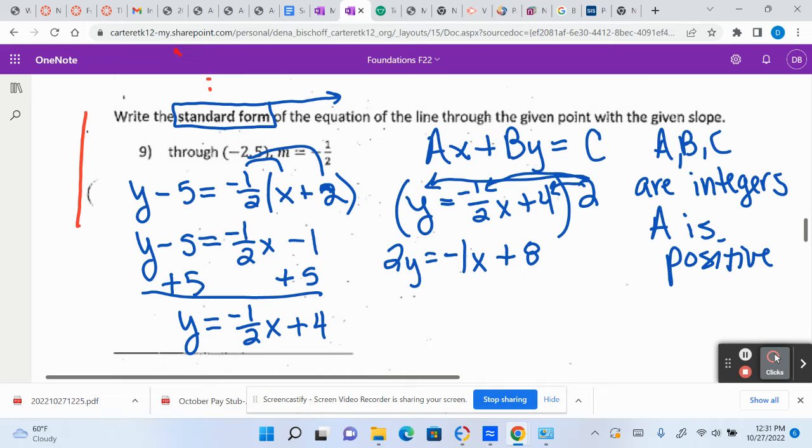What am I doing? Nope. I need to take the negative 1x from the right side and move it to the left side. How do I do that? You add 1x to both sides. Nope. I'm moving it from one side to the other. So I have 1x plus 2y equals 8.